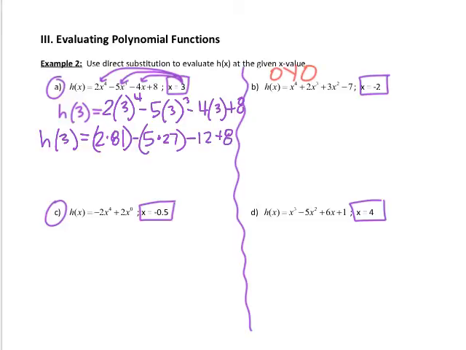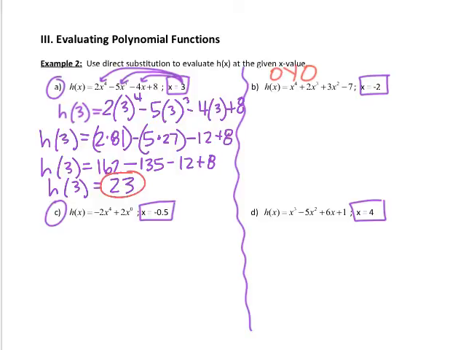Okay, and when I put all that into my calculator, there's quite a bit of number crunching here, so you're just going to want a calculator. 2 times 81 is 162. 5 times 27 is 135. Minus 12 plus 8. And finally, I get to my solution. When I put all that into the calculator, I get 23. So it is quite a bit of work.